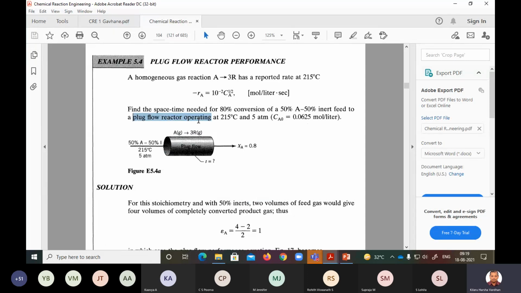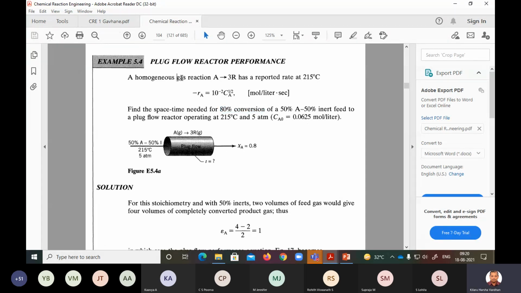To a plug flow reactor operating at 215 degrees centigrade and 5 atmospheres. So it is giving you both temperature and pressure, and it is giving you CA0 also. What is it asking you to calculate? For 80% conversion, what is the space time tau required? We know that tau by CA0 is integral 0 to XA dXA by minus RA. That is the expression for plug flow reactor.